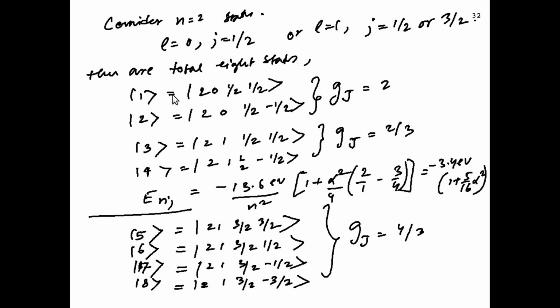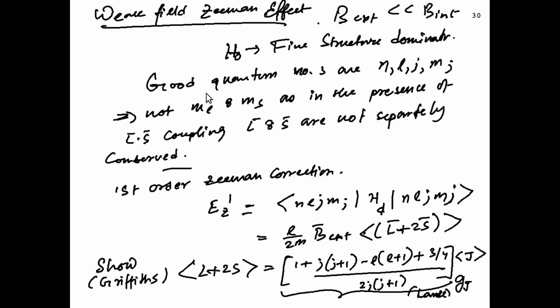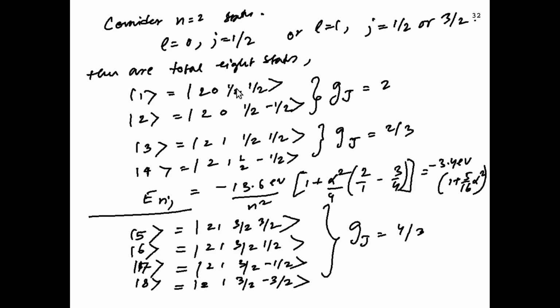These states are given by, I wrote them as, it is all following Griffiths notation, 1, 2, 3, 4, 5, 6, 7, 8. Now we write everything in the n, l, j, m_j basis, because we established that is the right basis to work with in this weak field effect. So this is how it will look: n, l, j, m_j, and so on. Now we calculate the g_J using the Landé g factor formula.